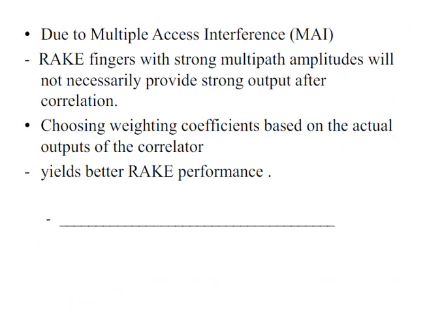Due to multiple access interference, RAKE fingers with strong multipath amplitudes will not necessarily provide strong output after correlation. Choosing weighting coefficients based on the actual outputs of the correlator yields better RAKE performance.